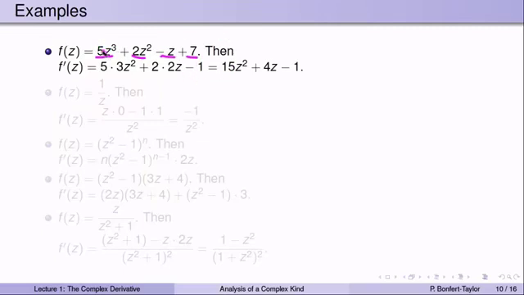The derivative of 5 times z cubed is a constant times z cubed. Constants can go to the side: 5 times the derivative of z cubed. We just found the derivative of z to the n. That was n times z to the n minus 1. In other words, the derivative of z cubed is 3 times z squared. So the derivative of 5z cubed is 5 times 3z squared.